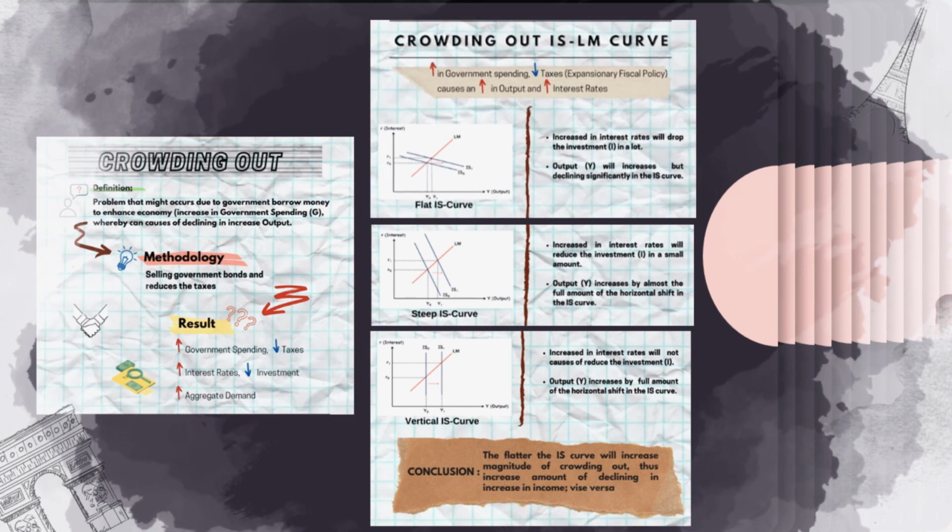Crowding out in the IS-LM curve. An increase in government spending or a reduction in taxes, which is an expansionary fiscal policy, causes an increase in output and an increase in the interest rate. Here we can see three types of IS curve: the flat IS curve, the steep IS curve, and the vertical IS curve. These three different curves cause three different situations when the interest rate increases, where the effect on output and investment differs across curves. So in conclusion, the flatter the IS curve, the greater the magnitude of crowding out. Thus, it will increase the amount of decline in the increase in income, or vice versa.